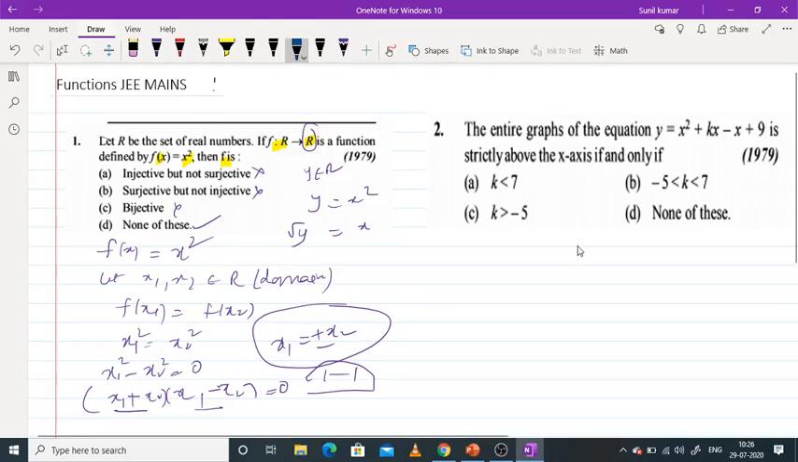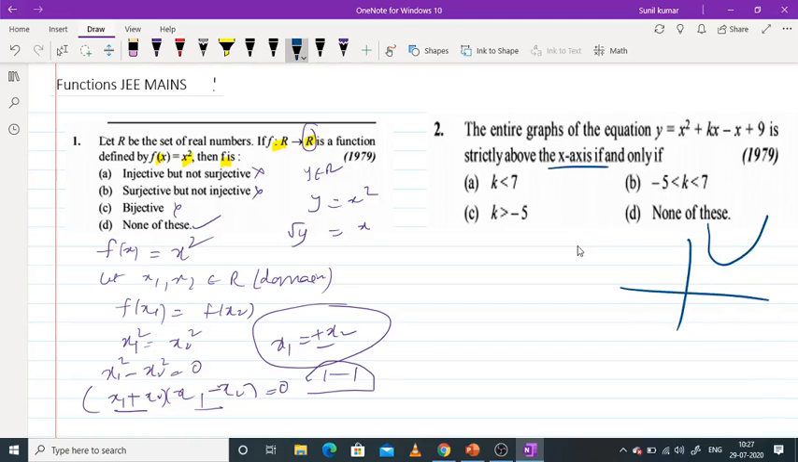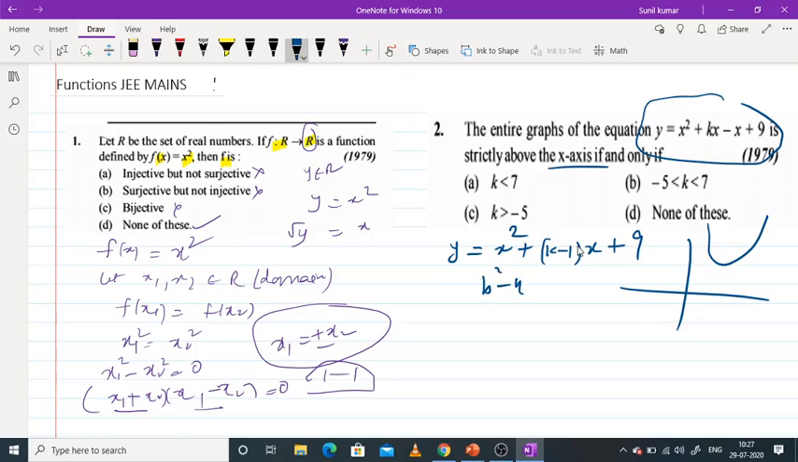Okay, so the entire graph of this equation is lying above the x-axis. What does that mean? There is an x-axis, the graph is lying above. So this is a quadratic, you know this one, and it is lying above. That means your so-called quadratic expression is lying above, it doesn't have roots. When it doesn't have roots, b square minus 4ac will be less than 0. That means you will have (k minus 1) whole square minus 4 times 9, which is 36, less than 0. So you can write (k minus 1) whole square minus 6 square is less than 0.